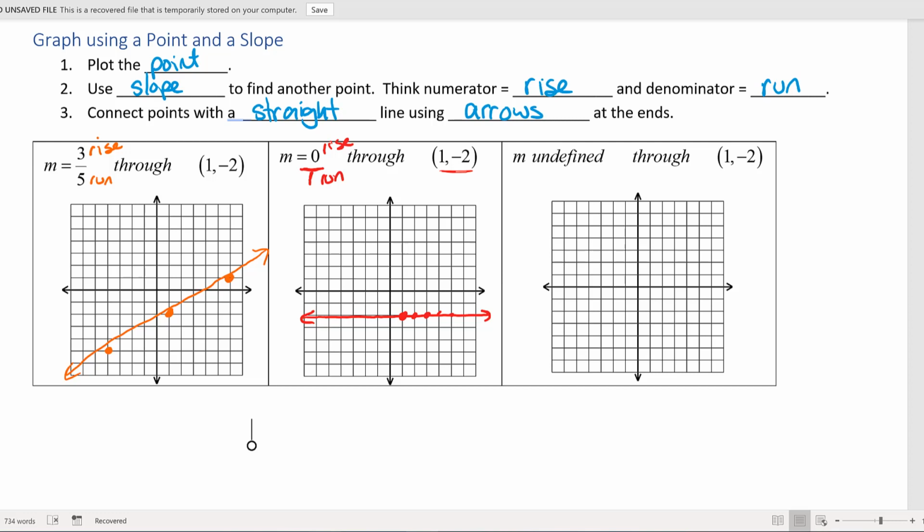And then our last problem, we have a 1 and a negative 2. That's where I'm going to start my point. This is m is undefined. So undefined, you know, is a vertical line. So you can just go ahead and do the vertical line right now if you know that. Another way you can think of it is any number divided by 0 is undefined. So I could go up 1, 2, 3, 4, 5, 6, 7 and write 1, and then that would still be my line. Now it could be any number over 0. I just happened to pick 7. But that is how you're going to do those problems.